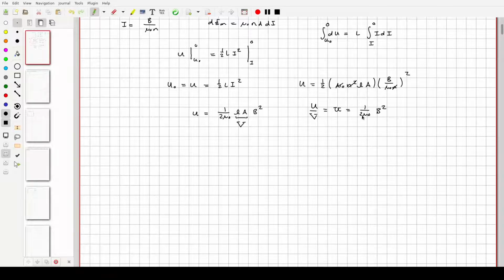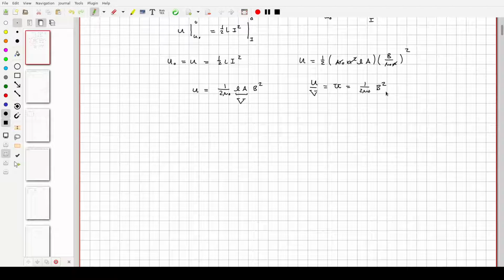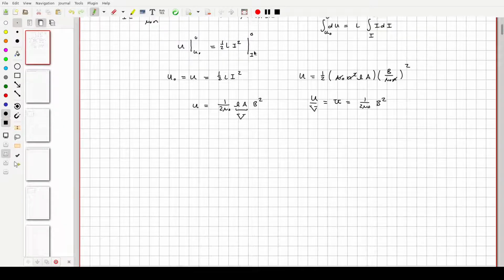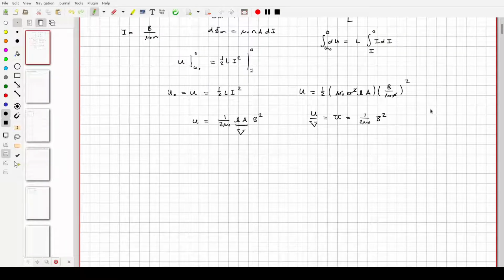So what this says is that the energy is trapped within the magnetic field. That's where it's hiding. And if you go back and you look at our discussion about capacitors, the capacitance of a capacitor stores the energy between the plates in the electric field.